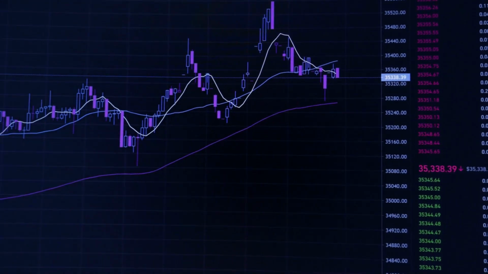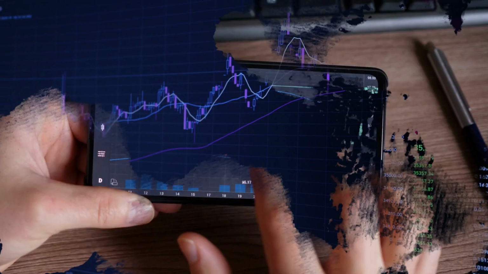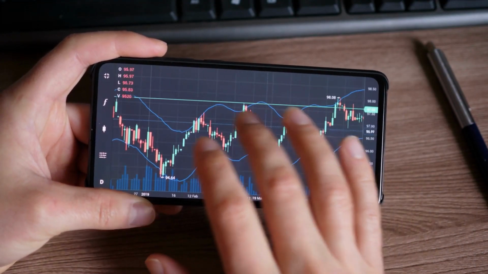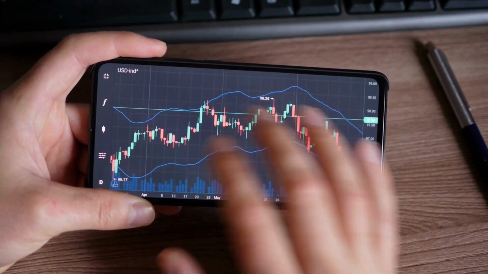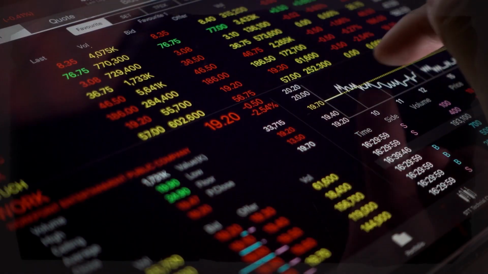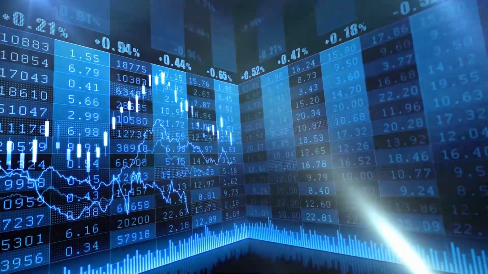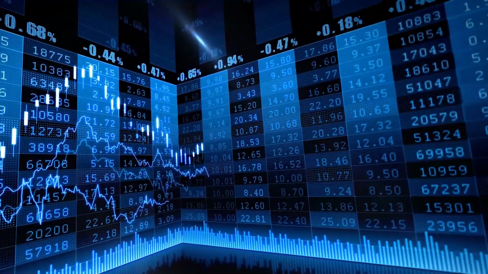Welcome back, fellow traders. Today we have an incredible trading strategy that combines the power of Bollinger Bands and the Relative Strength Index to bring you a winning formula. If you've been searching for a Bollinger Band strategy that works, you're in for a treat. This fantastic and unique Bollinger Band RSI trading strategy suits traders of every level, from beginners to seasoned professionals.